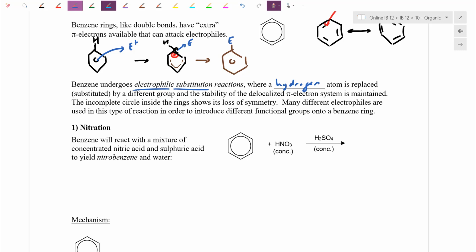So the electrophile is the thing that replaced, versus an alkyl halide, where it was the nucleophile that came in to replace. So there's a different group here, and then we regain the stability of the pi delocalization. The incomplete circle inside the ring shows a loss of symmetry, so it's sort of unstable there. And we can do this to introduce different functionalities onto the benzene ring here. As long as we have an electrophile that likes this electron density, we can choose whatever electrophile group that we want. The H group that leaves will end up leaving as a H+.